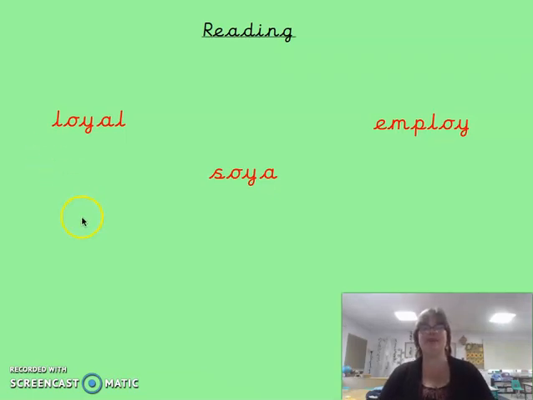Right, so how did you do? So the words are getting a little bit longer now. It might be a little bit more tricky to blend them together. Let's see how you did. So we've got 3 single sounds in a digraph. So we've got l, oi, a, ul.